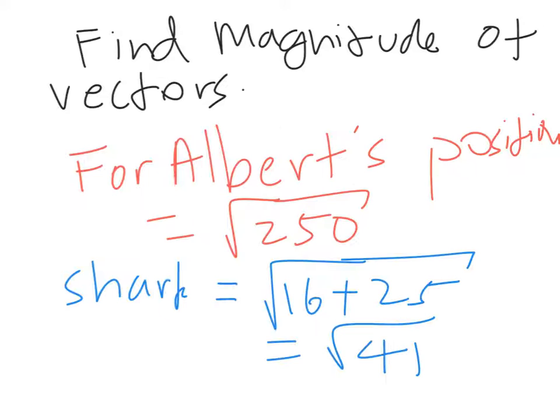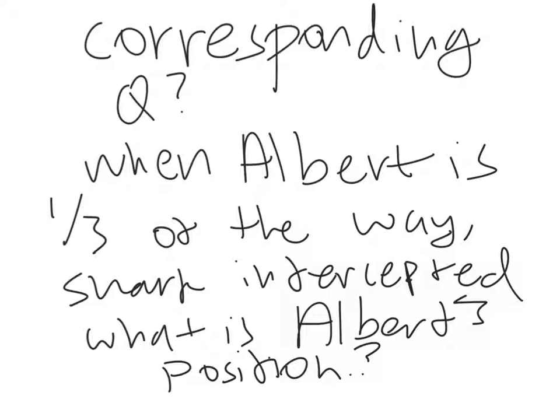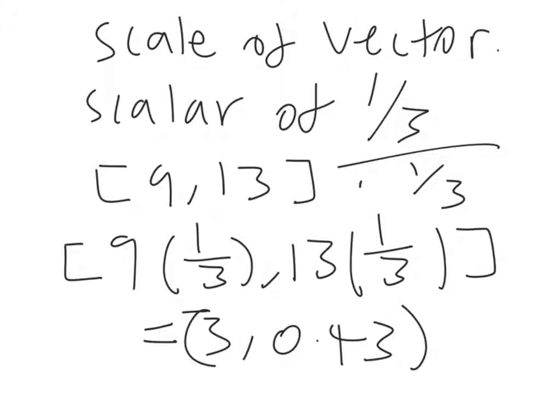Here's the fourth part. To do this part, we have to find the magnitude of the vectors. If we know that the magnitude of the vector, or Albert's position, is square root of 250, the magnitude of the other vector is square root of 16 plus 25, which is square root of 41. Here's the scalar problem. To do this, we multiply Albert's vector from his position to Beatrice by the scalar of 1/3. This would be 9 times 1/3 and 13 times 1/3. Therefore, the result would be 3, 4.33. Albert's position is 3, 4.33 when he intercepted a shark.